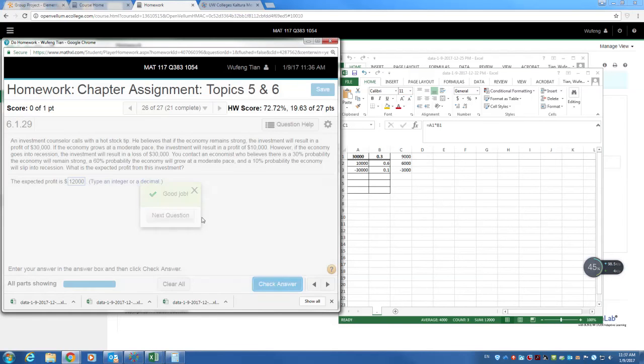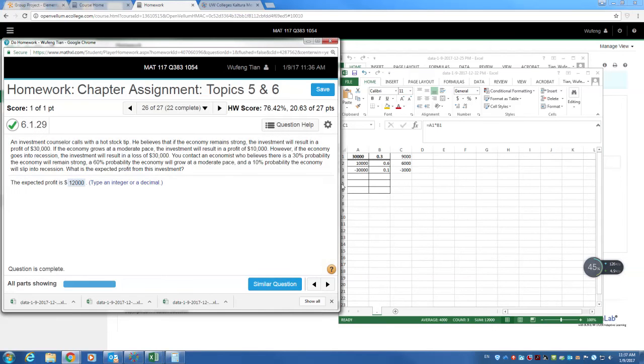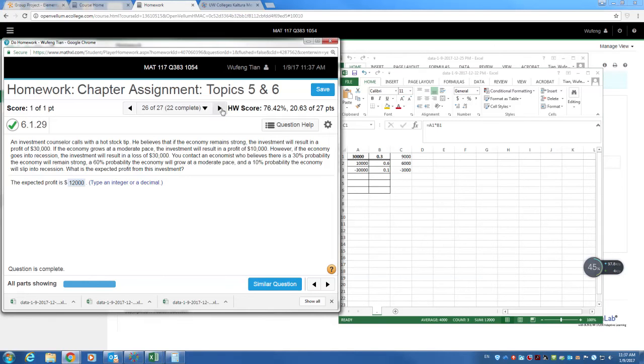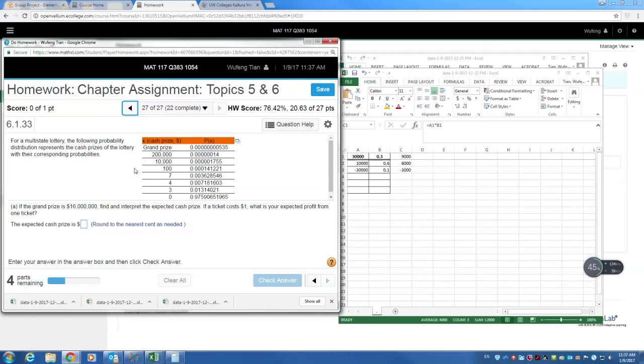Okay, so this is how you do it. You take 30,000 multiplied by 0.3, 10,000 multiplied by 0.6, and negative 30,000 multiplied by 0.1. You get all of these numbers, add them together, and that gives you the mean value. Okay, so this is the same.